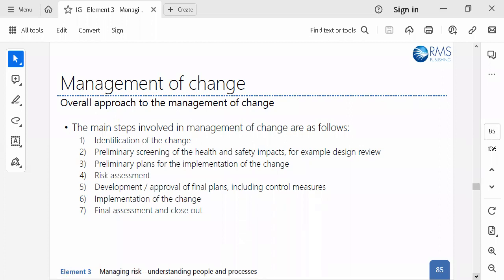Then we need a risk assessment. Fourth step, development or approval of final plans, including control measures for that change. Fifth, implementation of the change. Sixth, final assessment and closeout. So these are the steps. In this manner, we can manage our change in a better manner.